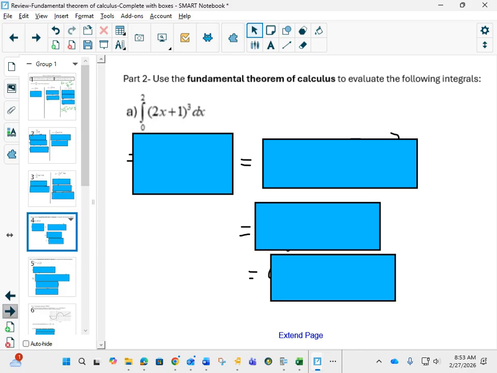Use the fundamental theorem of calculus. This is technically fundamental theorem of calculus part 2, but it is often referred to as the fundamental theorem of calculus because part 1 is ignored a lot. It's feeling like the bad child that nobody talks about. This is what's used the most.